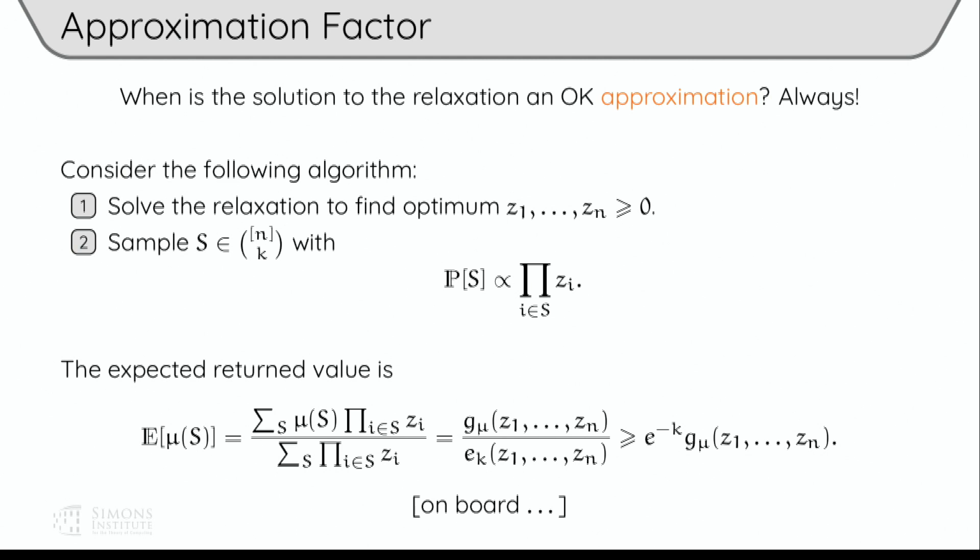So basically, this is the value that you try to optimize from the relaxation, and this divided by the elementary symmetric polynomial is what you're going to get out of this algorithm. So the approximation factor is bounded by how much this can be. Okay? And the elementary symmetric polynomial of a bunch of variables that sum up to k is going to be at most e to the k.